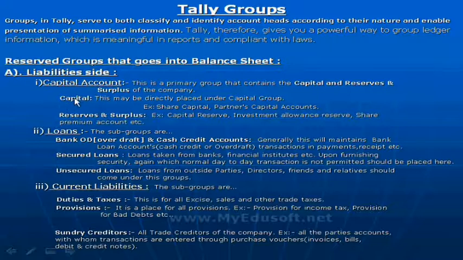Here capital account is the primary group and these are the subgroups. Like this we have primary groups, under it we have subgroups. Next one is loans. Under this we have subgroups like bank OD and cash credit accounts. This will maintain bank loan accounts transactions in payments and receipts.